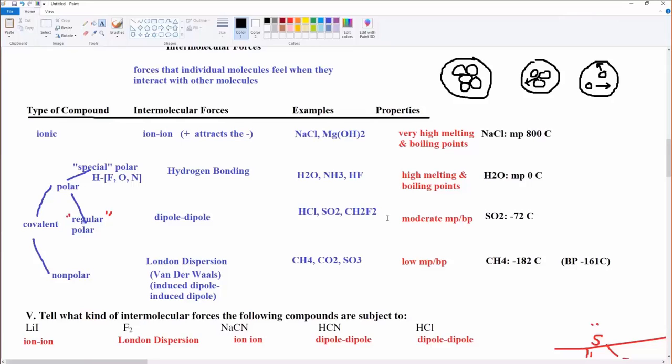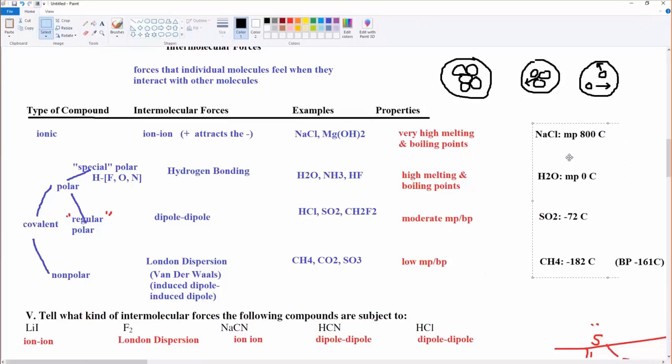Okay, Sarah's got a great question. Do we need to memorize this table? And the answer is yes, absolutely you do. You do not need to memorize these details right here, right? This is just illustrative details. But understanding the intermolecular forces that arise from different types of compounds and being able to identify, if I give you a molecule, what kind of intermolecular forces it's subject to, and being able to compare properties, that's important.